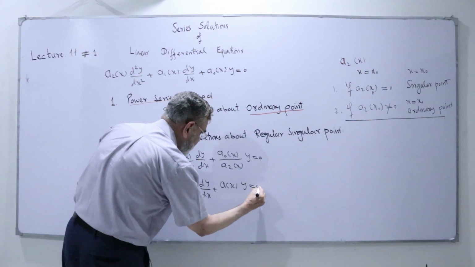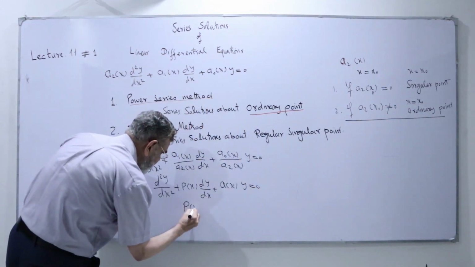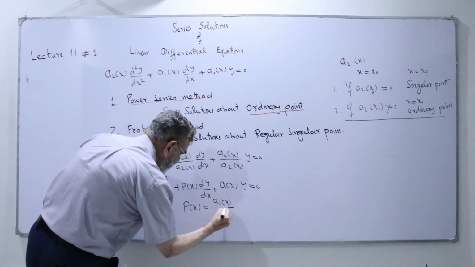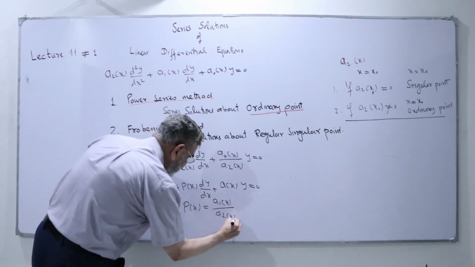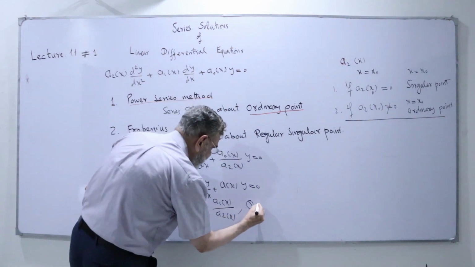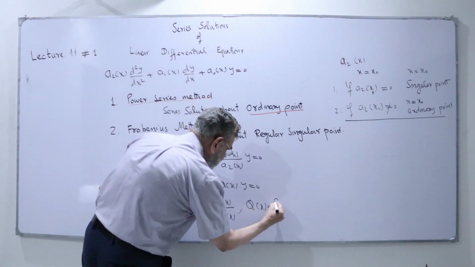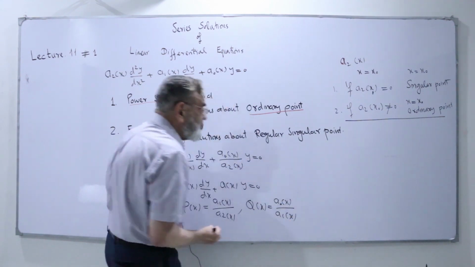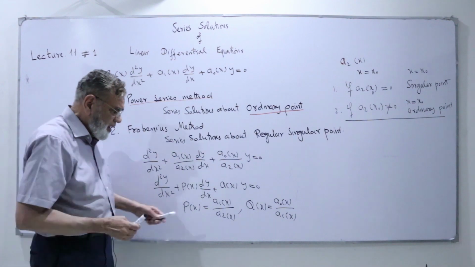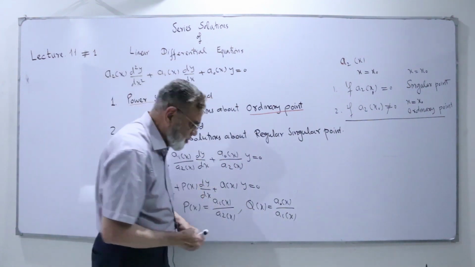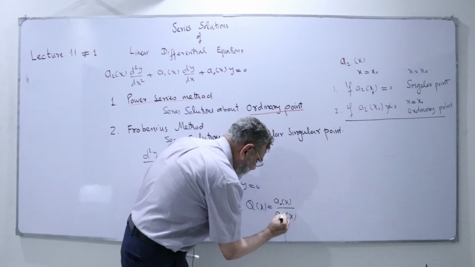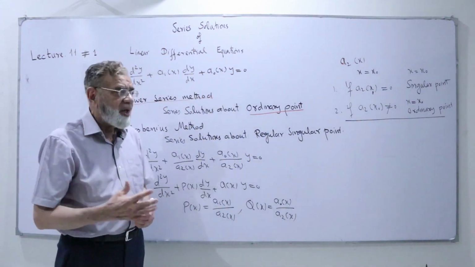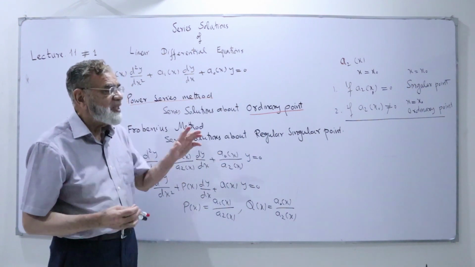y equal to 0, where p of x is the coefficient of dy/dx, that is a1 of x over a2 of x, and q of x is equal to a0 of x over a2 of x. What I said about the ordinary point, you can see here: our denominator must not be 0. Here we have a2 of x, and this must not be 0. When this is 0, then the point is a singular point.